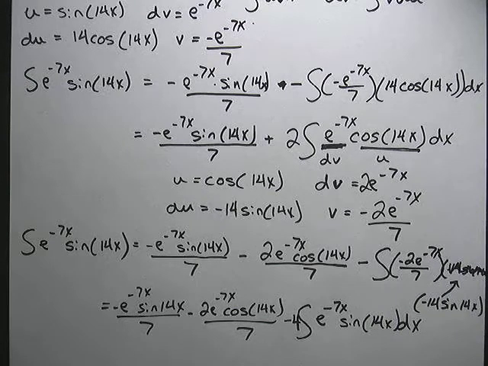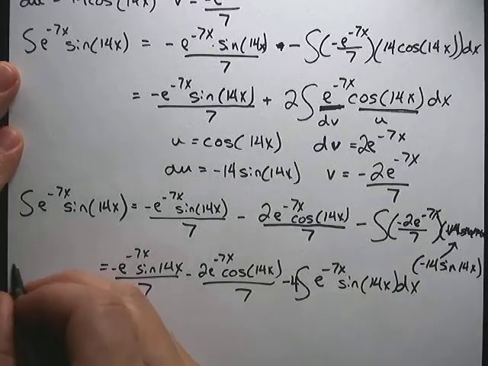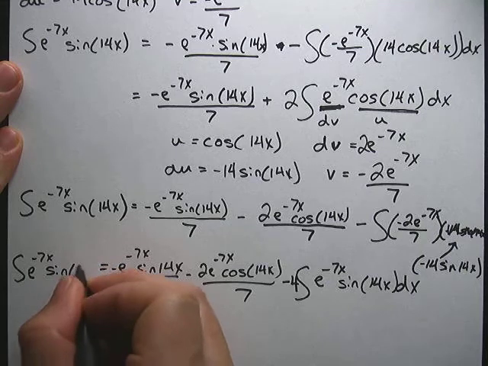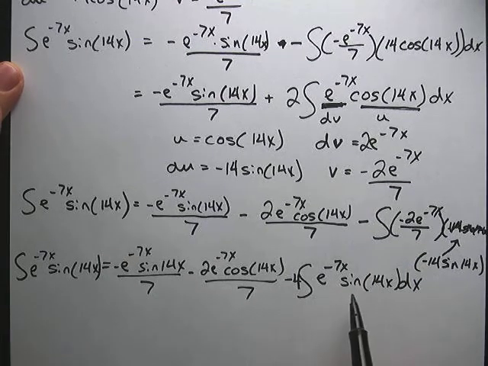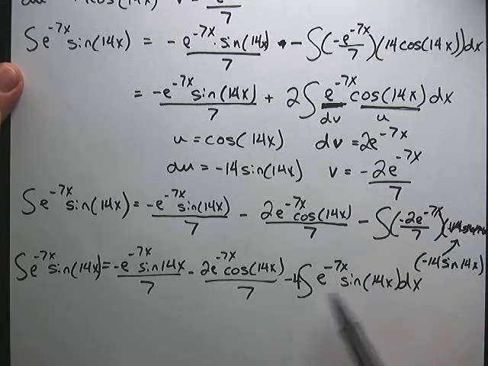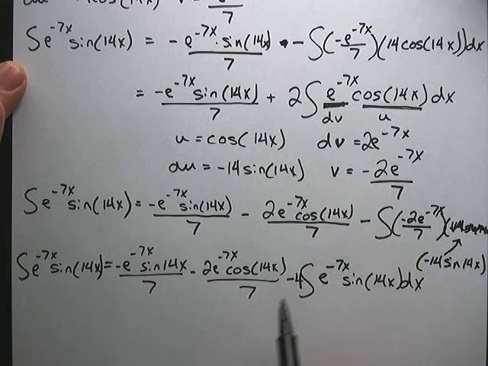Okay, now that is exactly the same, except for the negative 4 being out front. That's exactly the same as the original integral, e to the negative 7x sine of 14x. Okay, so what we can do, since those are exactly the same, is we can add this term right here to both sides. So it would, in essence, cancel this term, and it would add 4 more to this. So there's going to be 1 of them over here, and there's negative 4 of them over here, so we add 4 of them over here, which would mean there's 5 of them over here now.